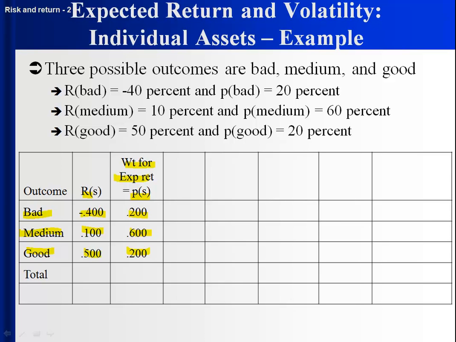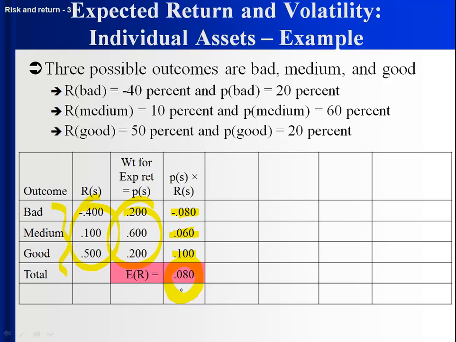So a table can help us do that, where a 20% chance of a return of negative 40%, so 0.2 times negative 0.4, plus a 60% chance of a return of 10% because things turn out medium, 0.6 times 0.1 is 0.06, and a 20% chance that things will turn out good and have a return of 50%, 0.1. Add them all up, and the expected return across all the states, given what could happen in each state and the probability, is an expected return of 8%.